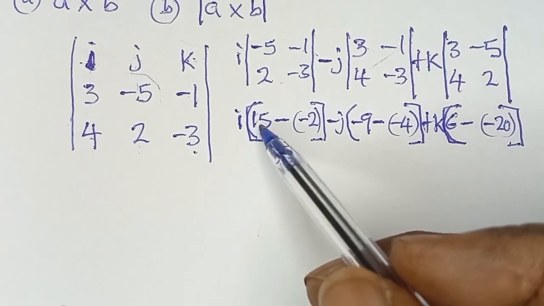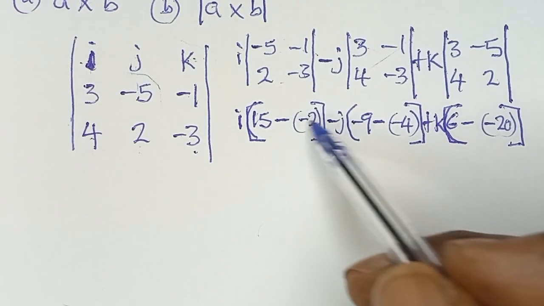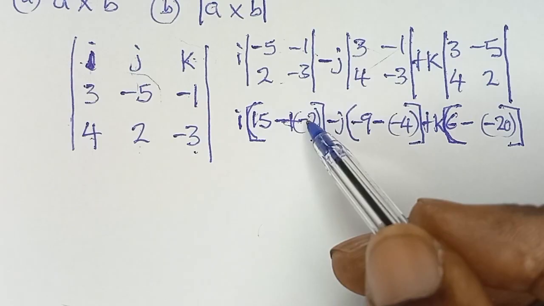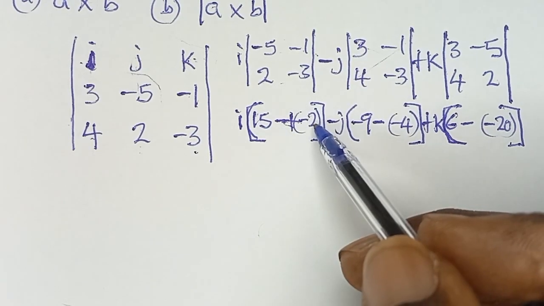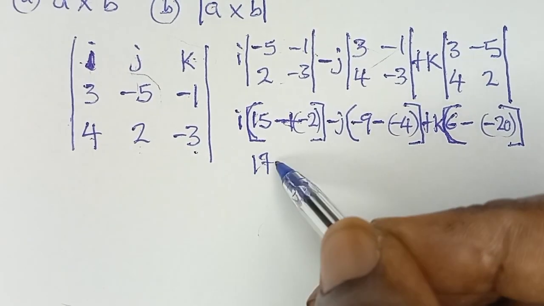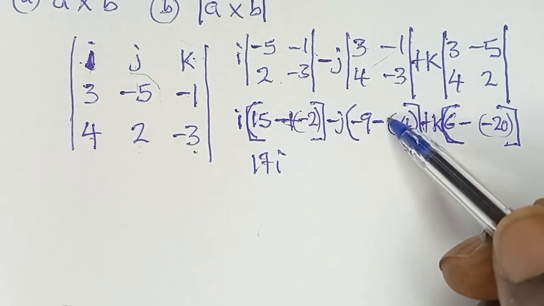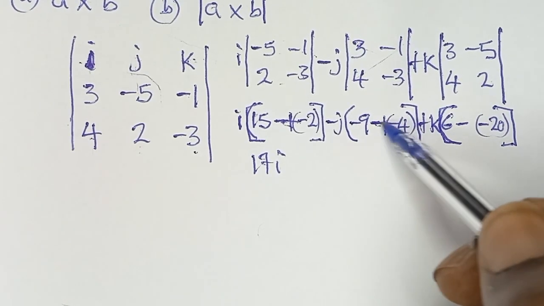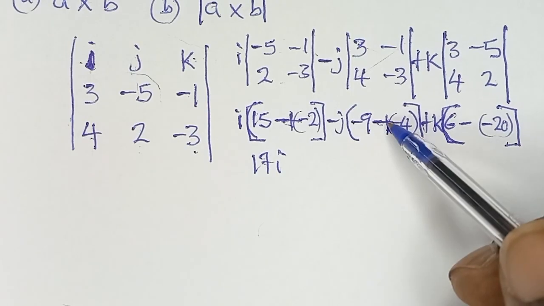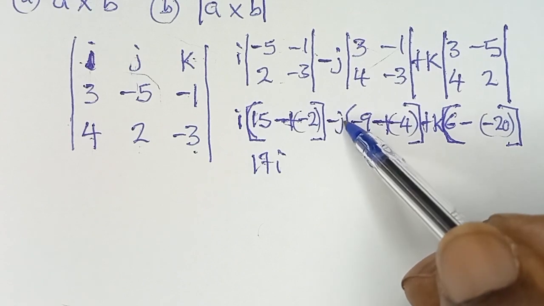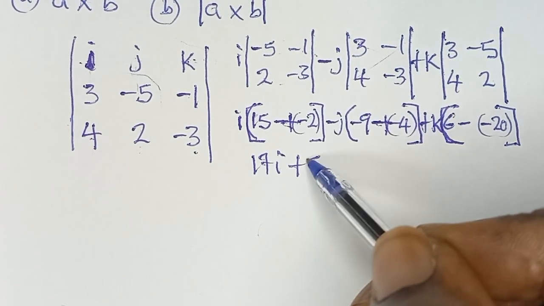So I have 15 minus minus 2. This becomes 15 plus 2. Negative multiplied by negative becomes positive. So 15 plus 2 is 17. So I have 17i. And then this is negative 9 plus, this negative becomes positive. So negative 9 plus 4 will give us minus 5. And then minus 5 multiplied by minus j will become plus 5j.